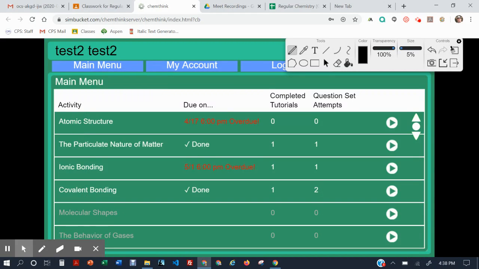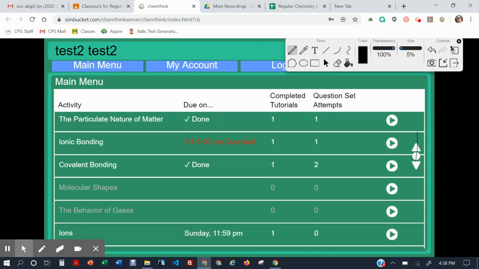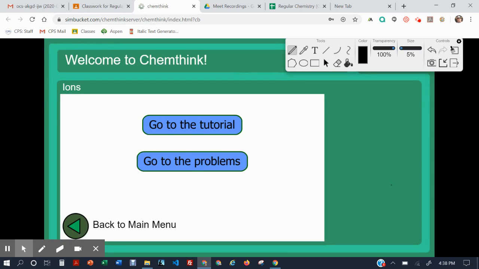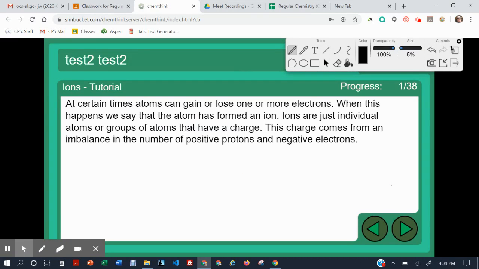Okay, so notice that there's no activity here that says ions. So I have to go down to where it is. There it is. This one is due on Sunday of this week at 11:59 p.m. Okay, so I'm going to press it, go to the tutorial.